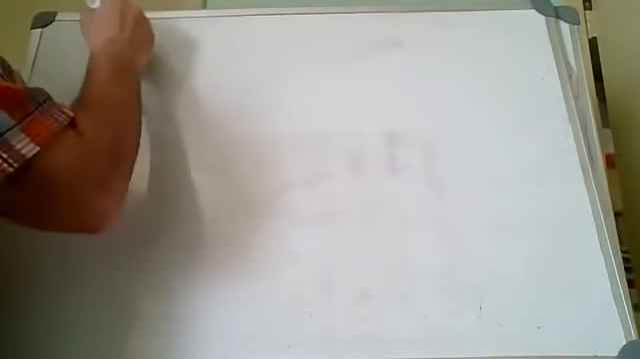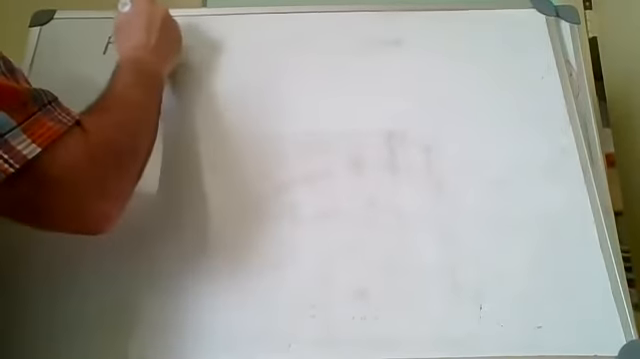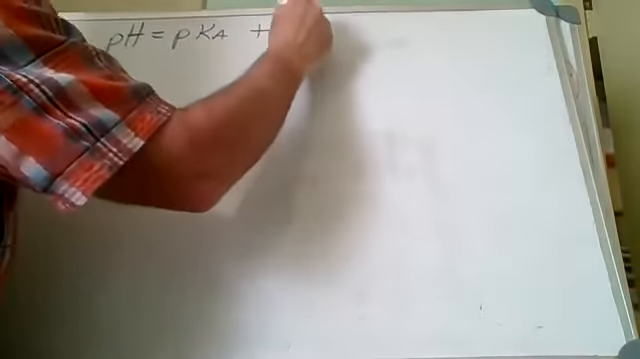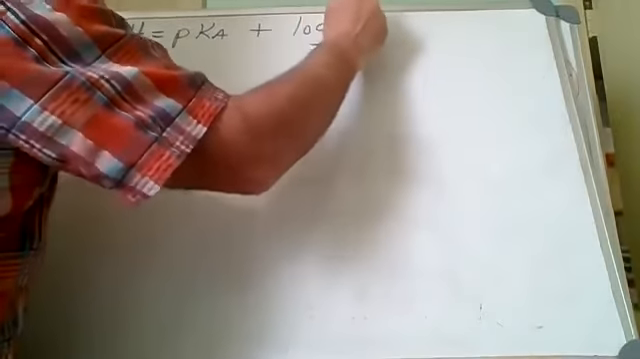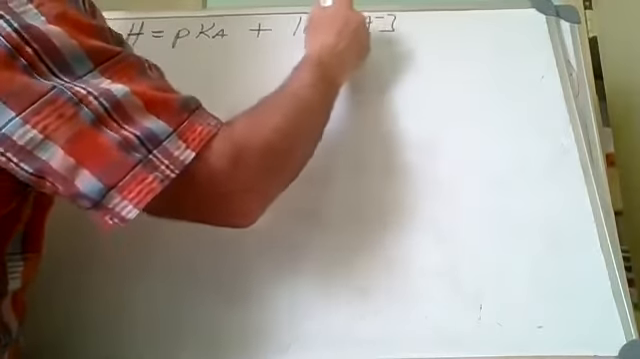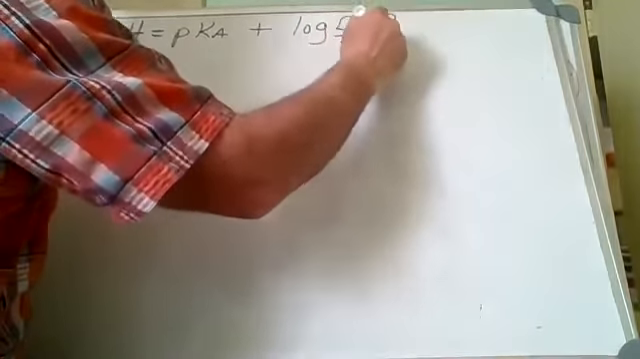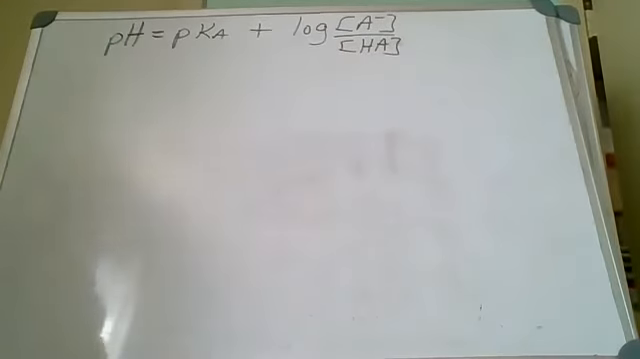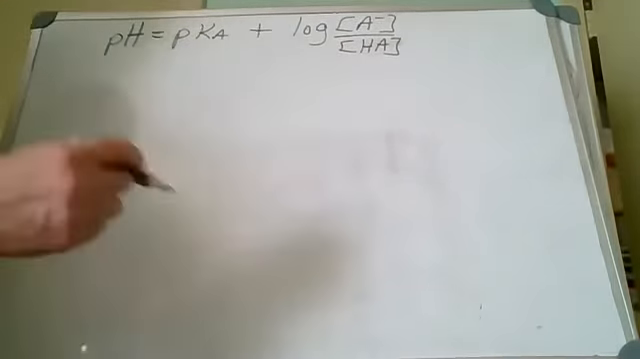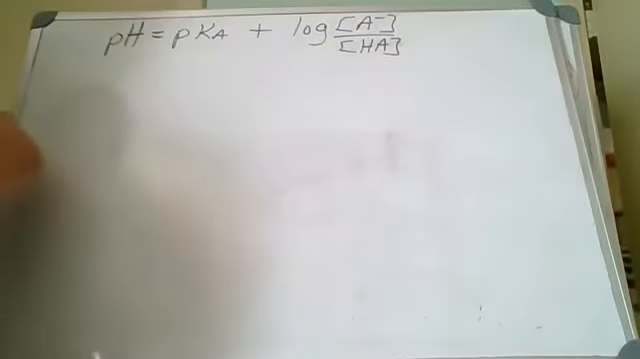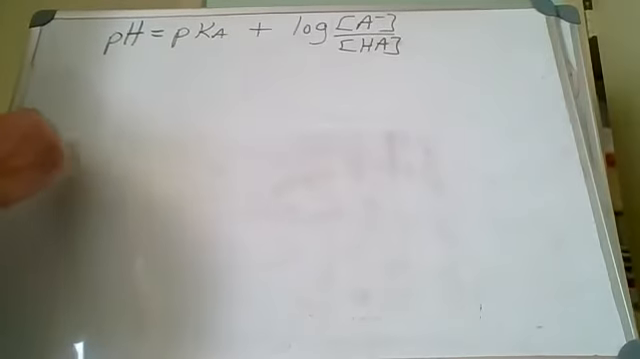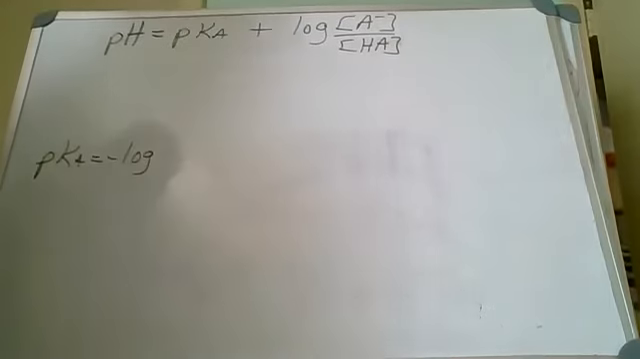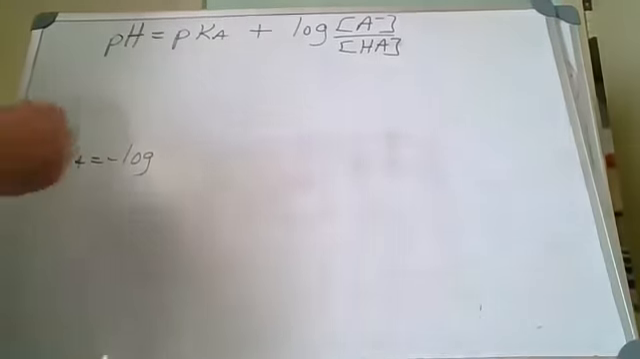So pH equals pKa plus log of the conjugate base divided by the conjugate acid concentration. All right? Well, let's see. Off to the side, I'm going to calculate the pKa. So pKa equals negative log of, and what was it, 6.8 times 10 to the negative 4th.